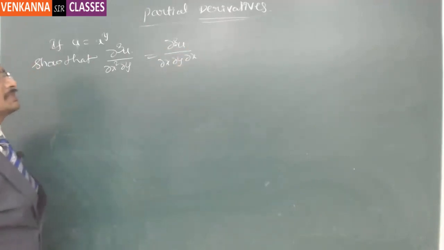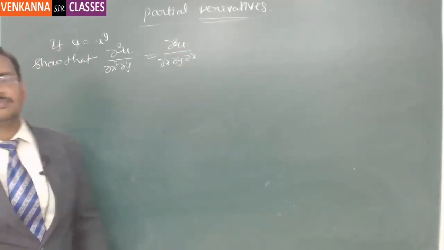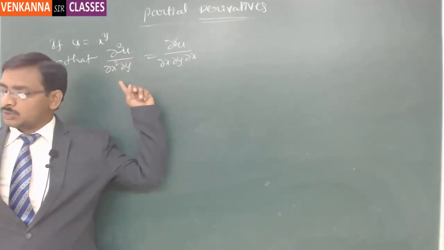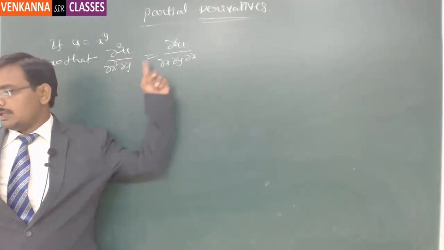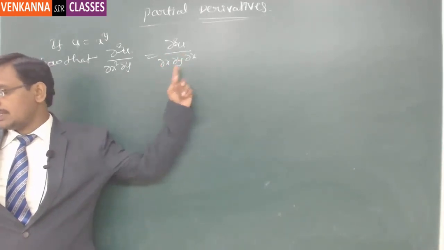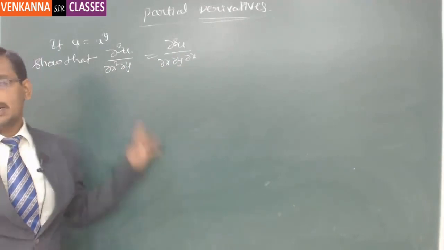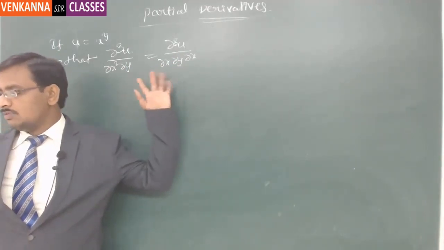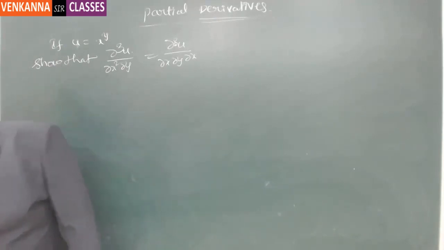Now the only thing is he changed the order of differentiation. So here the function is differentiated with respect to x twice and then with y. Here he differentiated with respect to x and then y and then x again, right? So the order he changed a little. Now he asked us to prove that this is valid. Can you solve this? This should be easier.